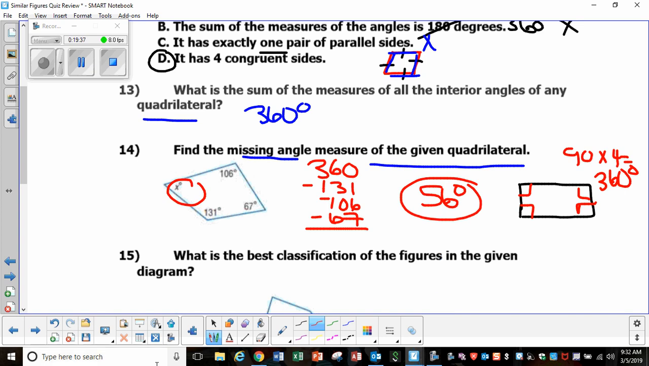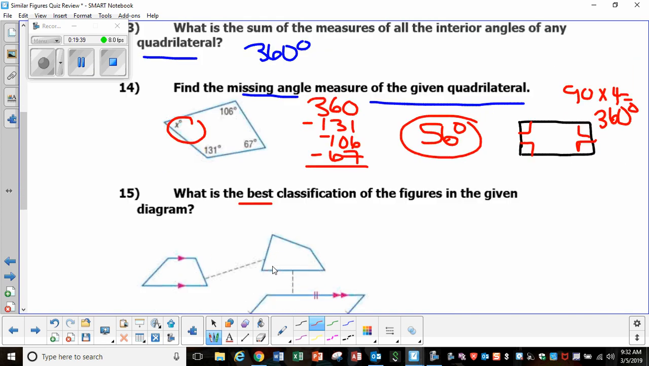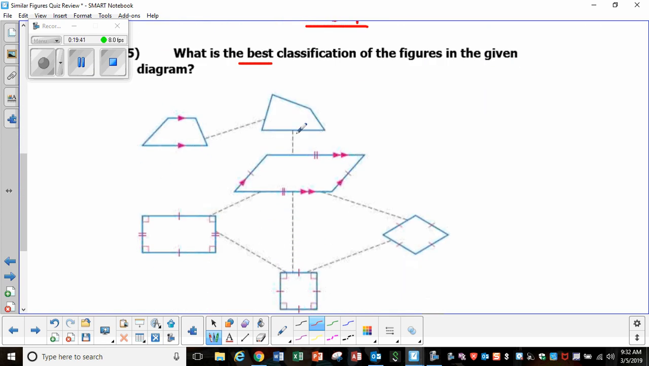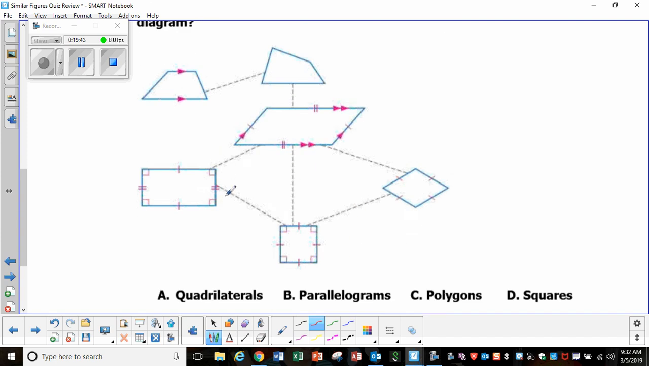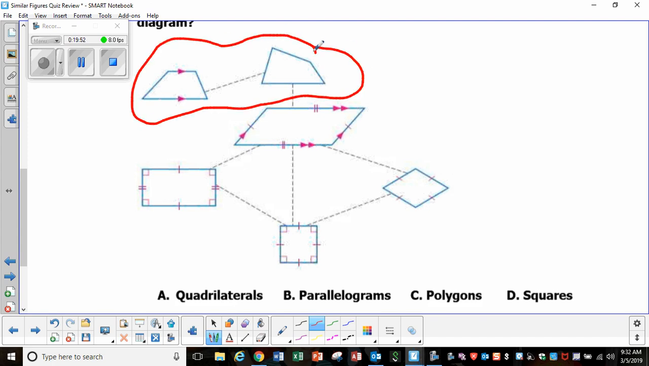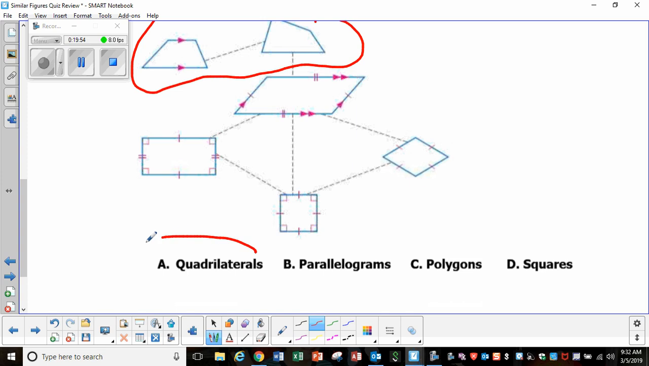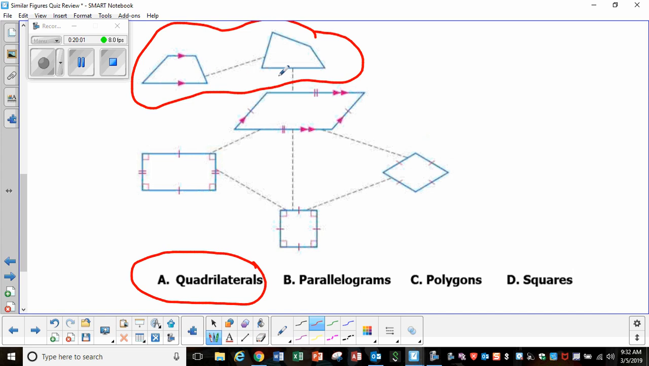What is the best classification of the figures in the given diagram? So if I look at these figures, I can see that they all have four sides, but they're not all parallelograms because of my trapezoids here. So the best classification is quadrilaterals. So I'm not going to pick parallelograms because of the trapezoids there. And even though they are all polygons, that's not the best. And they're not all squares. So it's going to be A.